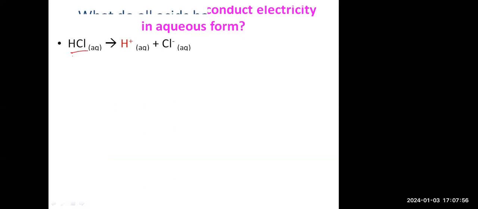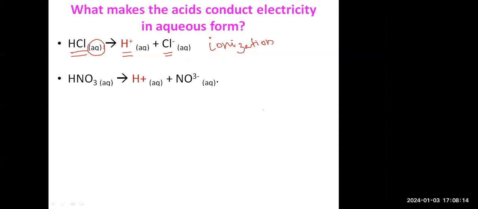This hydrochloric acid in aqueous form splits into ions H plus and Cl minus. This process is called ionization. The acid got ionized in this process. If we take the example of another acid, nitric acid, it also splits into H plus and NO3 minus ions. So ionization took place here also.